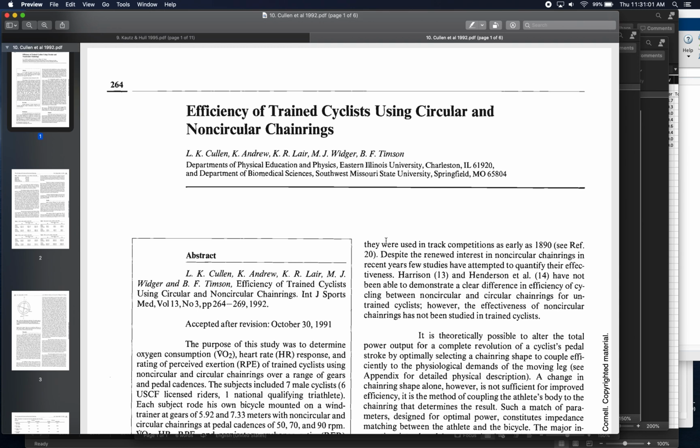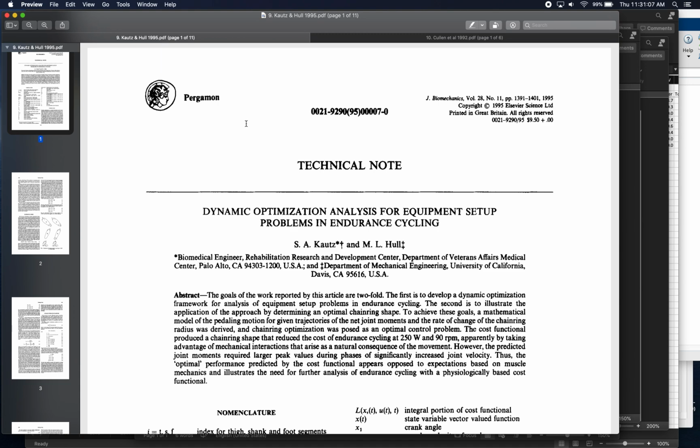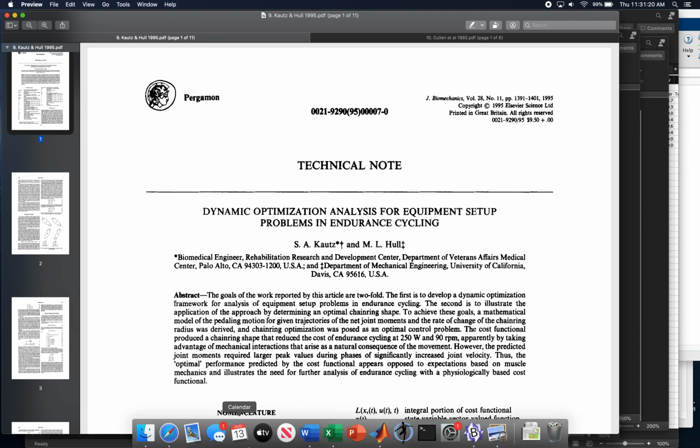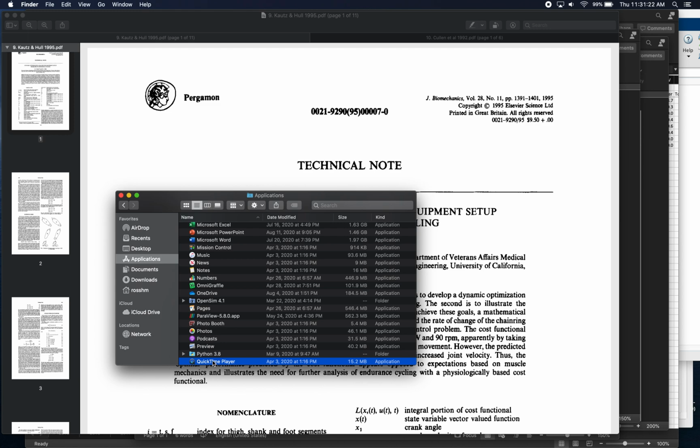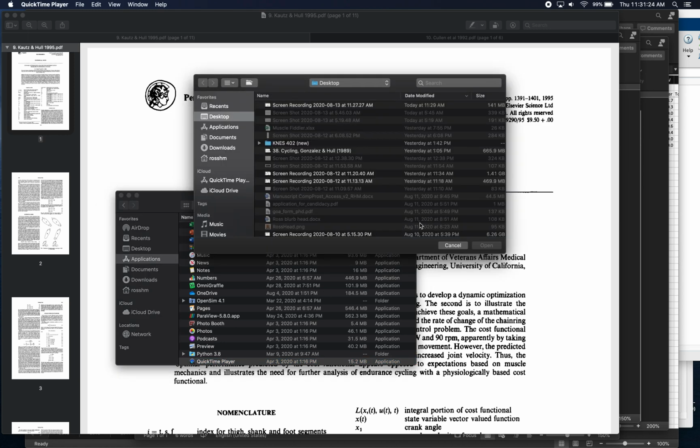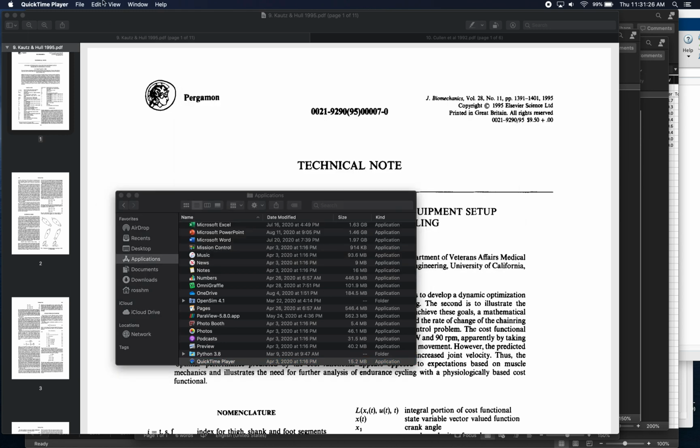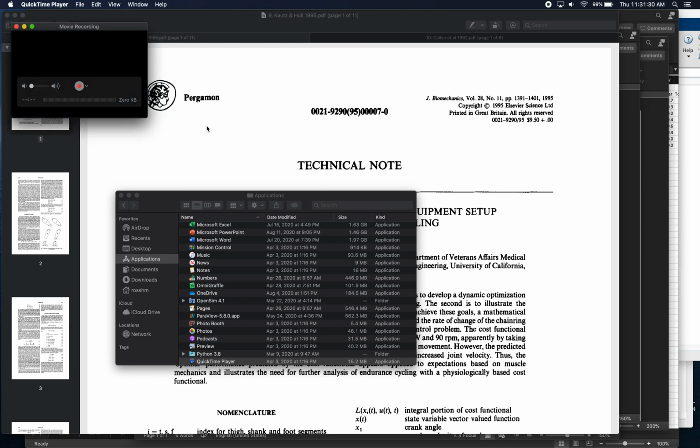Doesn't necessarily mean one's right and one's wrong, doesn't necessarily mean the computer model was bogus, it just means they found different results, and then we can look at what's different between the studies and see if we can figure out why they found different results, and if we can take something away from both of them or from either of them. Okay, before we dive into either of them, let's take a look at a bike and see what exactly is a chain ring and what does it mean to have a non-circular chain ring.